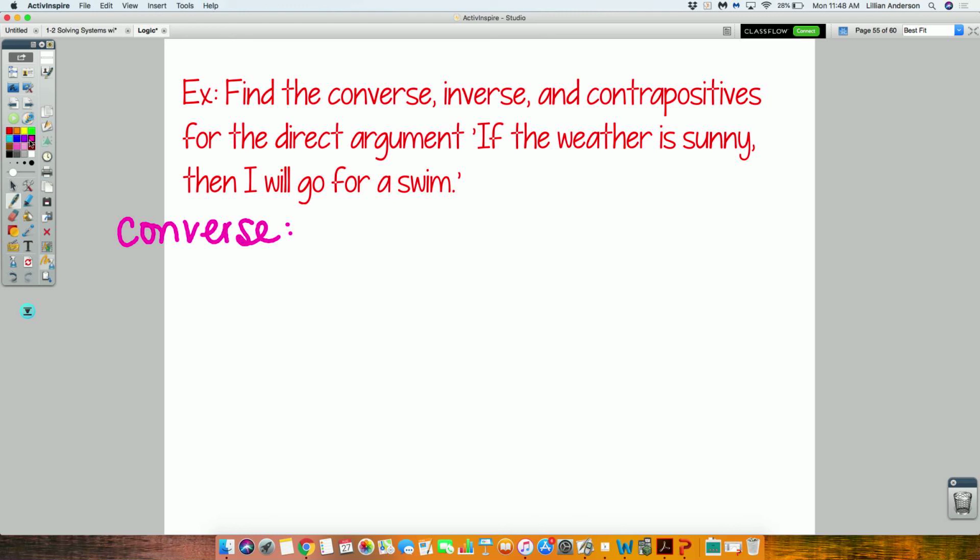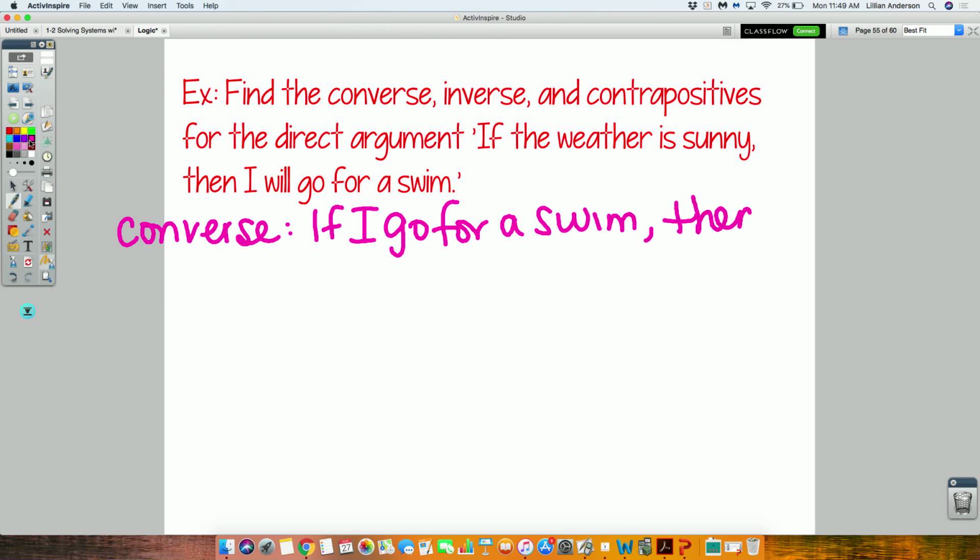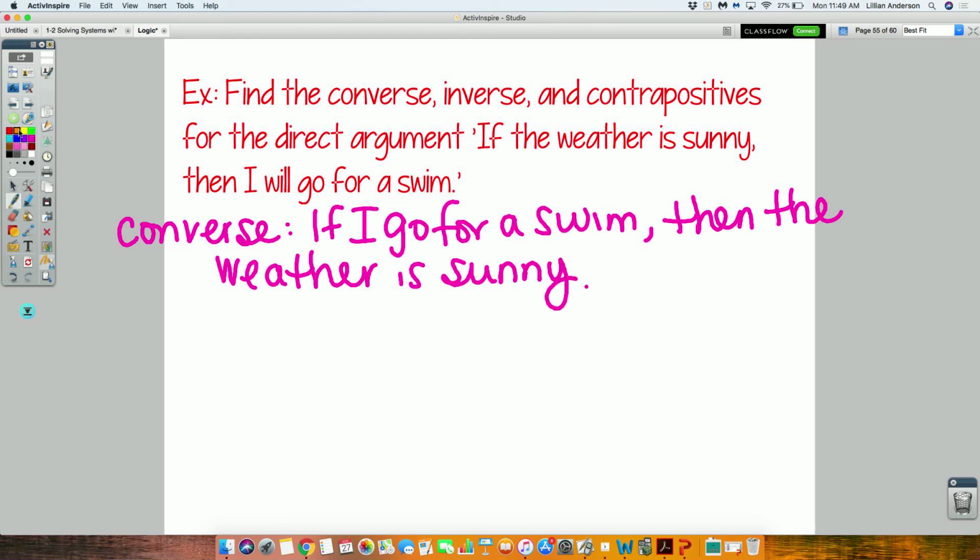Converse says you're going to switch your consequent and your antecedent, okay? So the parts that follow the if and the then switch places. So the converse is going to say what? If I go for a swim, then the weather is sunny. What would be the inverse? If the weather is not sunny, then I will not go for a swim.